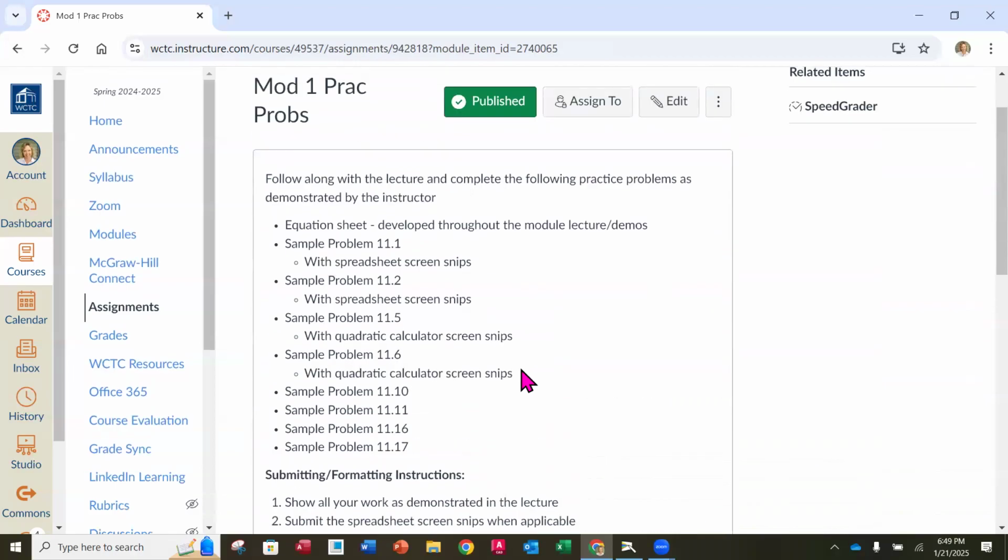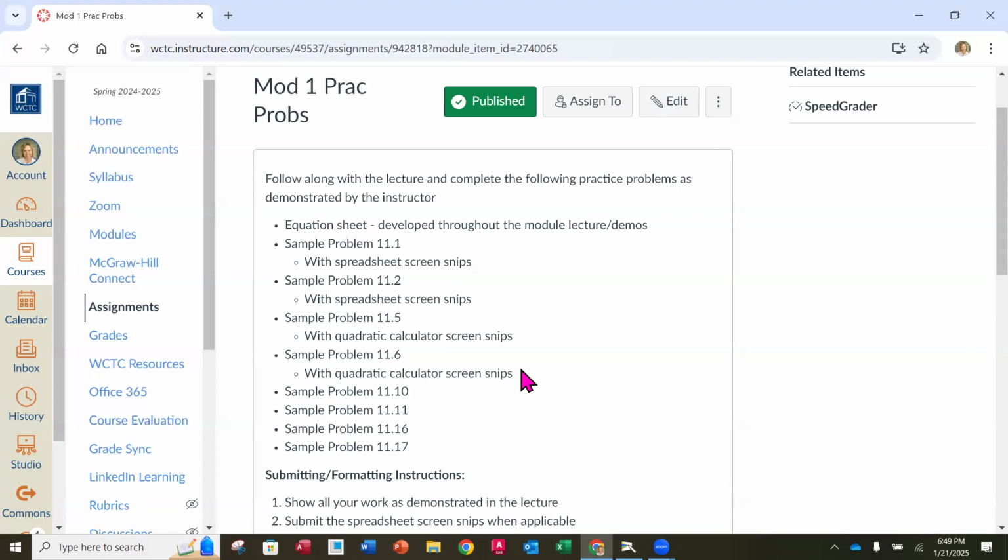Now, something to keep in mind is that at the very top, I want you to create an equation sheet. I have one that I created for myself as we go through. I am not going to dictate what that looks like for you, but I want you to generate one that's going to be meaningful to you, okay?